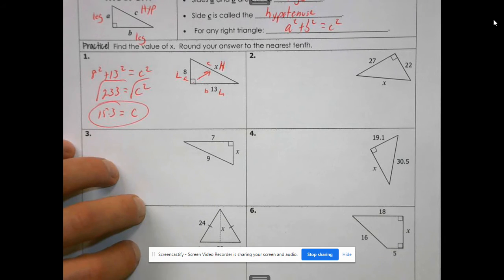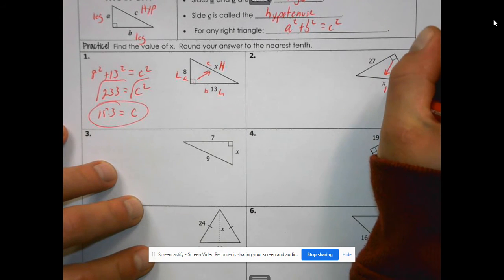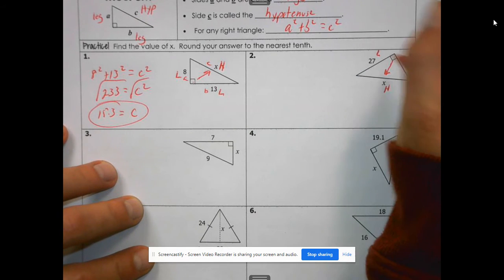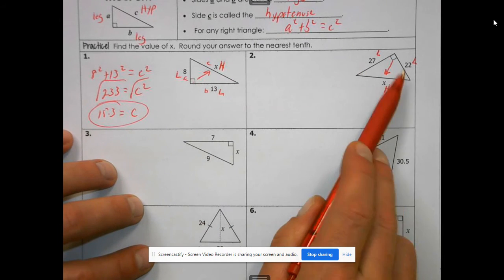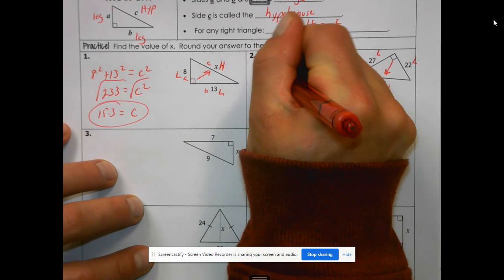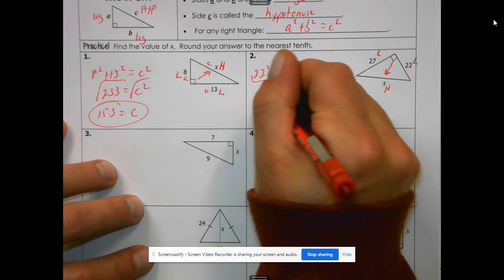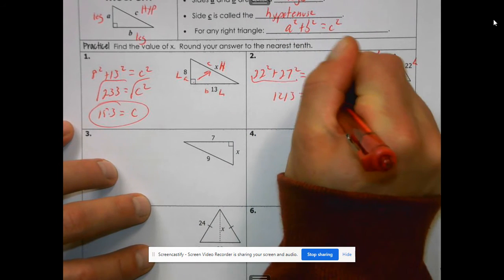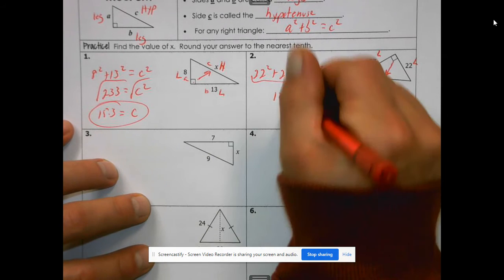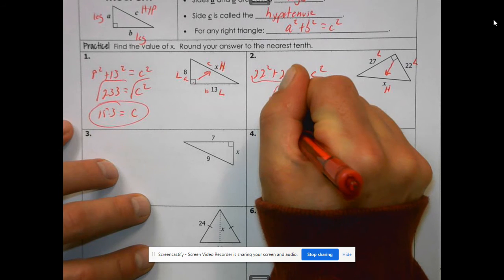that comes out to be 15.3. If I look at number 2, the piece across from the 90 is your hypotenuse, and that's what I'm missing. Pieces attached to the 90 are your legs. So same thing as number 1, you're missing the hypotenuse, so plug in your 2 legs. 22 squared plus 27 squared equals C squared. Type in this piece right here into the calculator, and that gives you 1213. Square root to get rid of the square. That comes out to be 34.8.